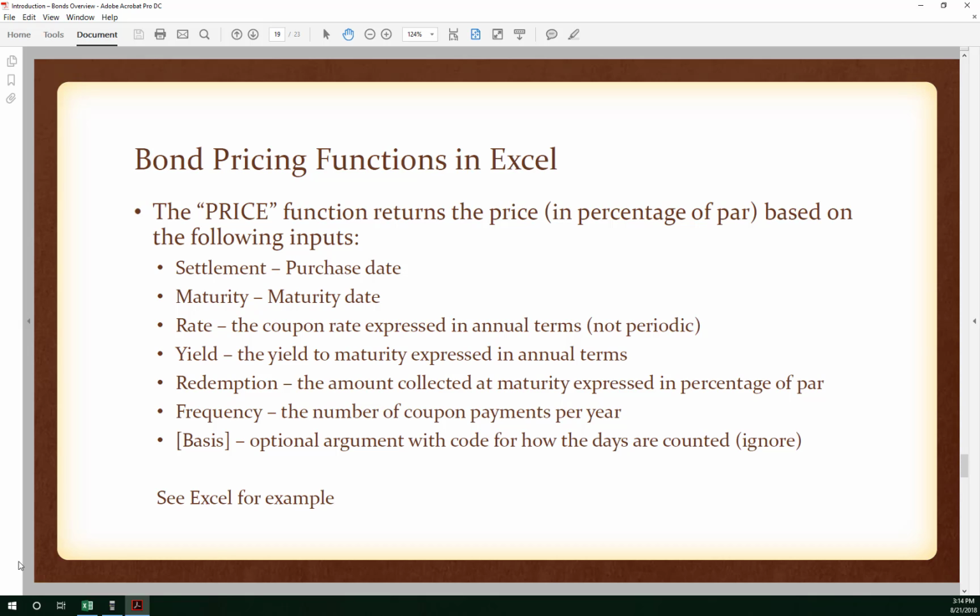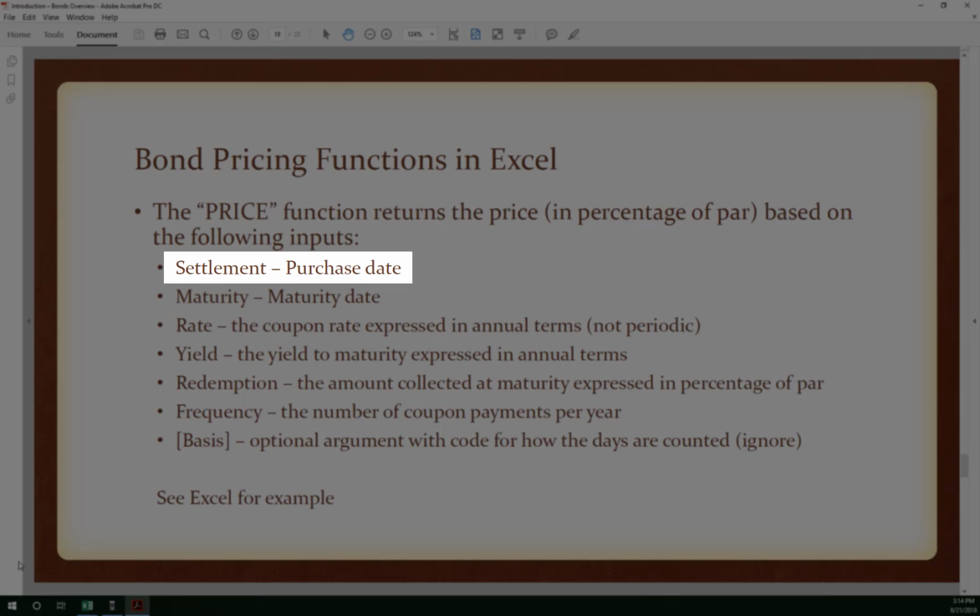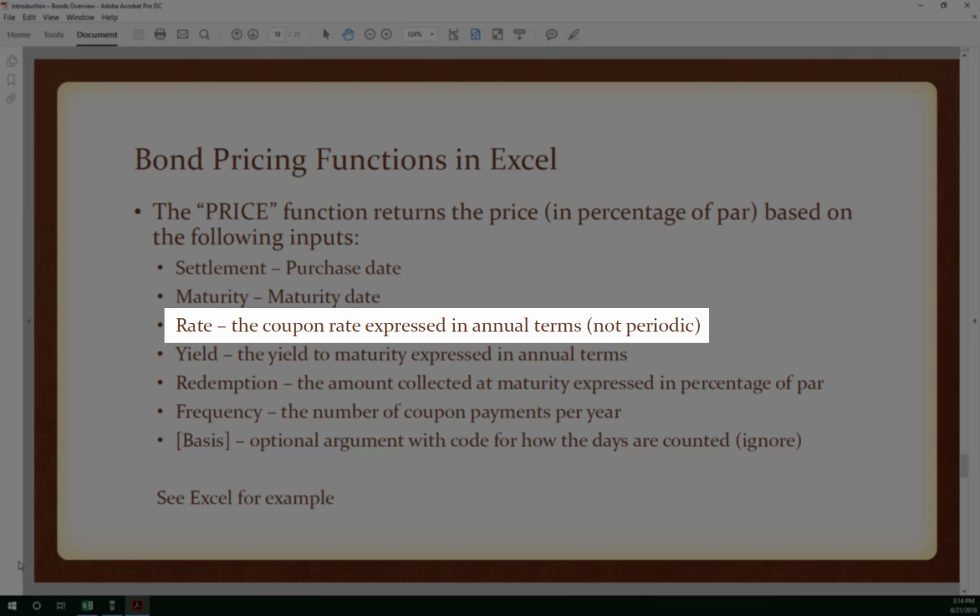So the first argument in the function is going to be the settlement date, that is when you purchase it. The second argument is the maturity date. Third is the rate, so the coupon rate.